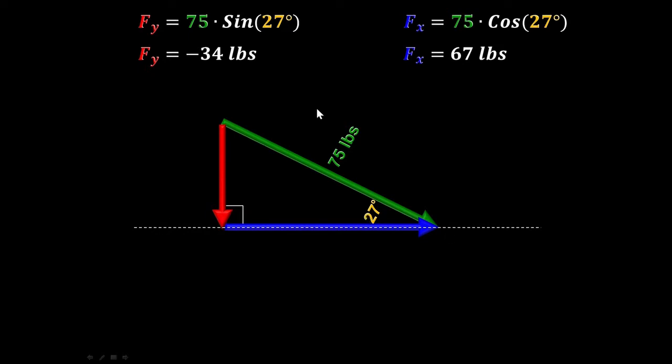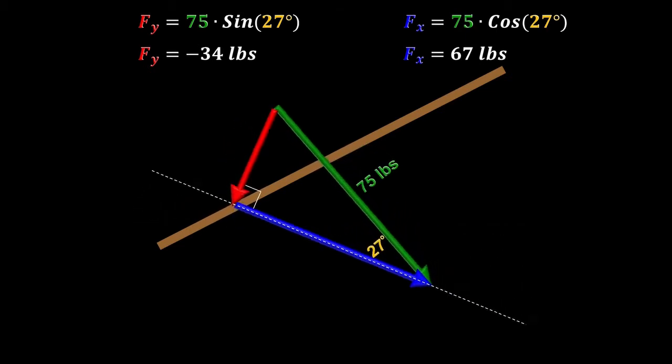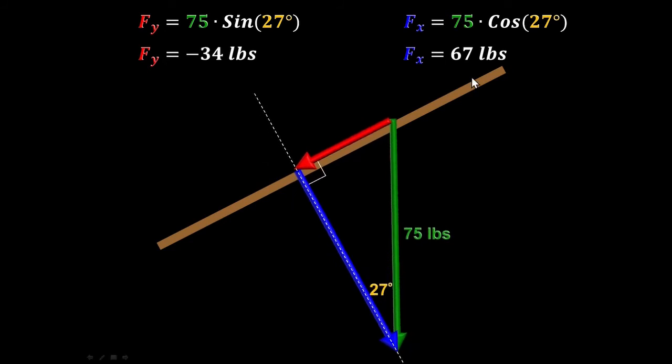All right, so that was a situation where we were drawing horizontal and vertical components, and those would be relative to the ground. If I had a ramp here and I wanted to draw components relative to the ramp, I'd have to rotate that whole triangle and find components that are not vertical and horizontal, but parallel to the ramp and perpendicular to the ramp. So I wanted to take the force of gravity, which is straight down, and find a component that's parallel to the ramp and a force that's perpendicular to the ramp.